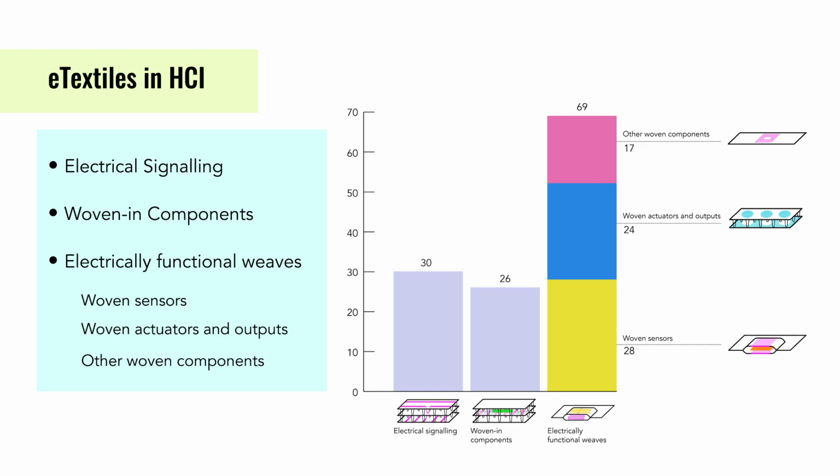These weaves are further divided into woven sensing, woven actuators, and other functional weaves. Woven components are integrated components that are woven into the structure but are not part of the textile's fundamental structure, so removing them would not cause much change to the textile itself. The third and final category is called electrical signaling. It focuses on how electrical functions can be connected or how networks are formed within the woven textile.